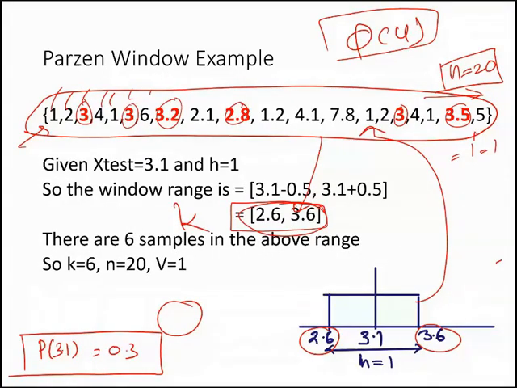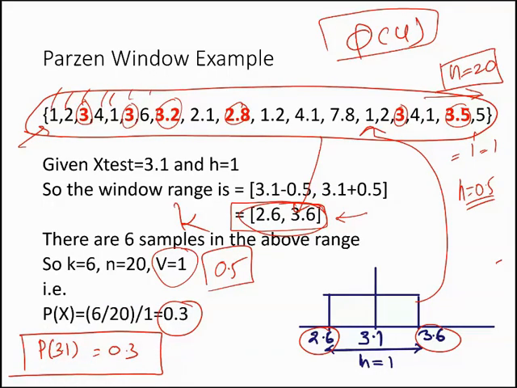Now you can see if I squeeze this, or if I make this h equal to 0.5, then the number of samples are obviously going to reduce, but volume is also reducing. So instead of h equal to 1, now h is equal to 0.5. So this volume will be now 0.5. So you have to divide by 0.5 in that case. Okay.